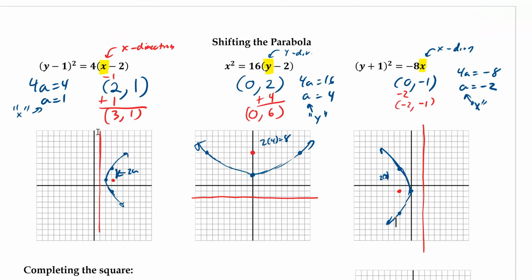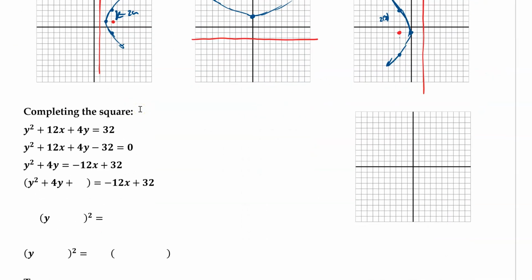When you look at these, the y squareds are all by themselves, or the x squareds are all by themselves. All the other junk is on the other side. So this is how you set it up.